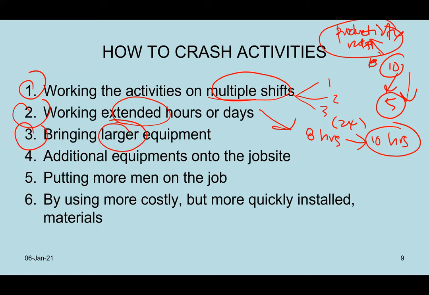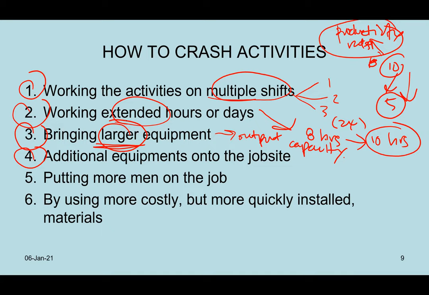Bringing larger equipment. Remember, equipment is associated with output capacity. The bigger the output, the more expensive it is to rent or even to purchase. You see, this is how the cost will increase. But bringing larger equipment can do the job faster. For instance, an excavator. Instead of using a small bucket capacity excavator, now you bring a big bucket so that it can excavate a big amount of material.